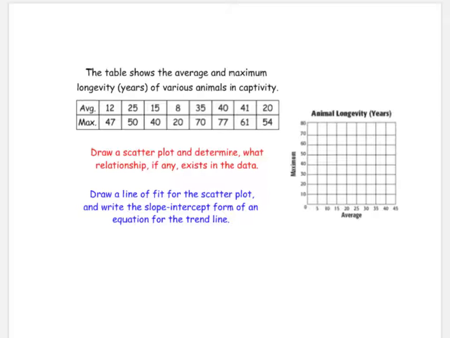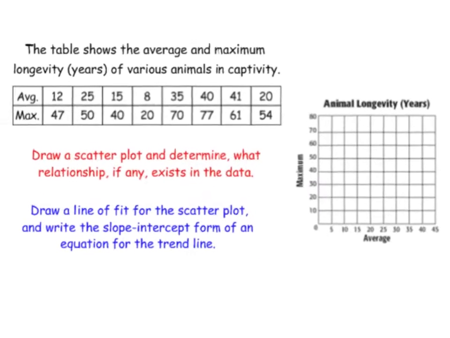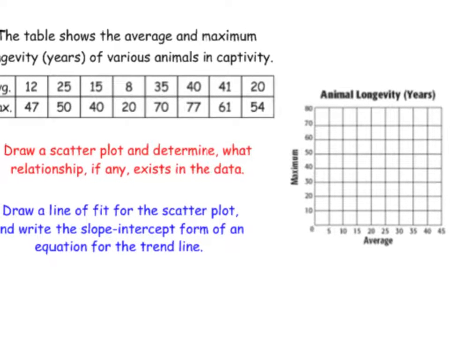So the first point is (12, 47). I'm going to find approximately 12 on the average and approximately 47 on the y-axis, on the maximum. I'm going to make this bigger so we can put the graph better, but I want it at (12, 47). It should be approximately there. The next one is (25, 50). That one's easy to graph because it's on the intersection of grid lines. The next one is (15, 40).